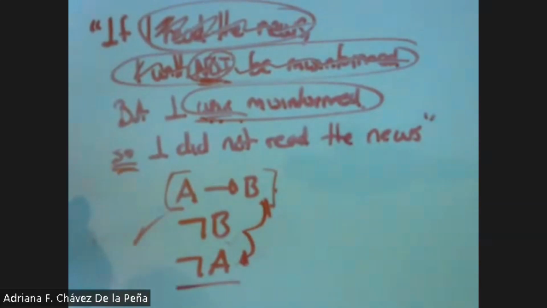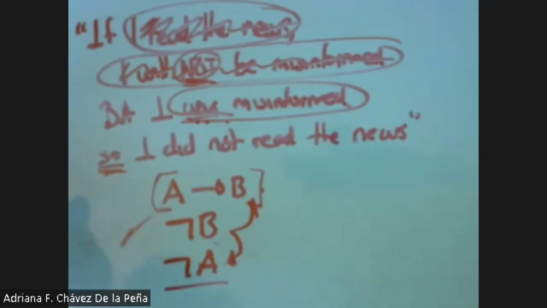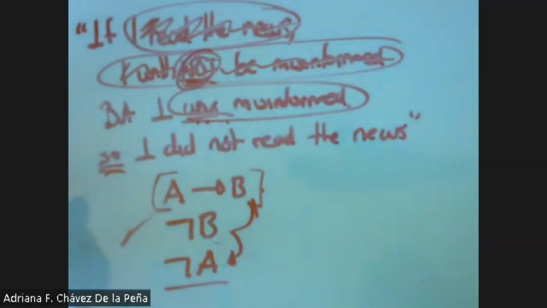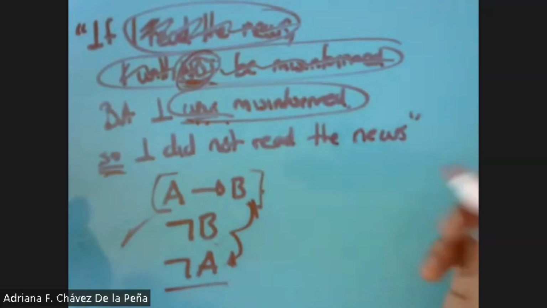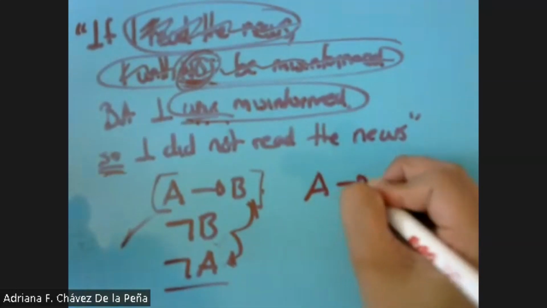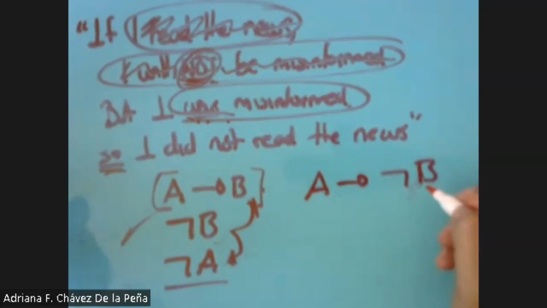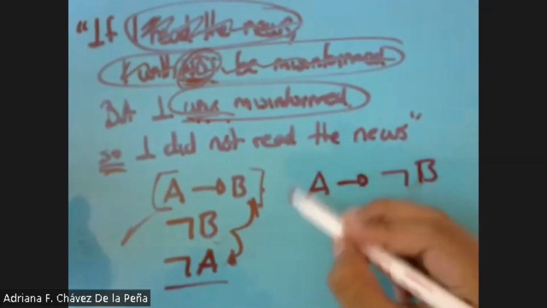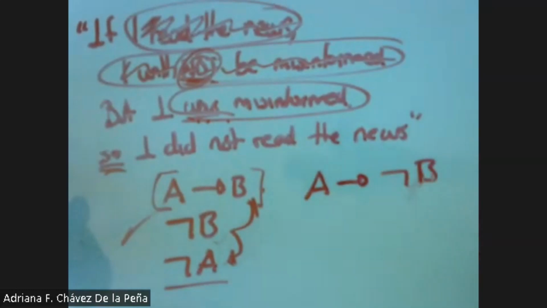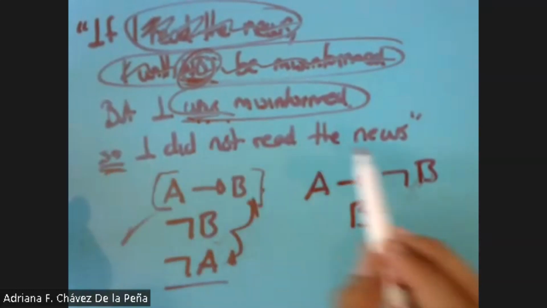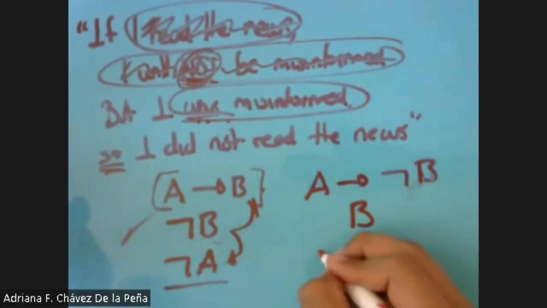Now, another way of writing this down, because I know that it's weird in the English language to work with double negatives, we can also express this respecting the "not" that I have here. So we could alternatively express this as if A, then not B. So here B is now being misinformed, and this is a negation. So if I read, then I will not be misinformed. And then I observe that I was misinformed. Therefore, it must be the case that I did not read the news.